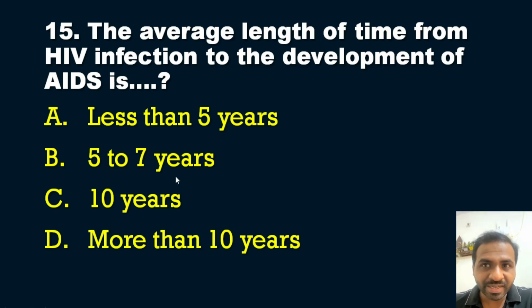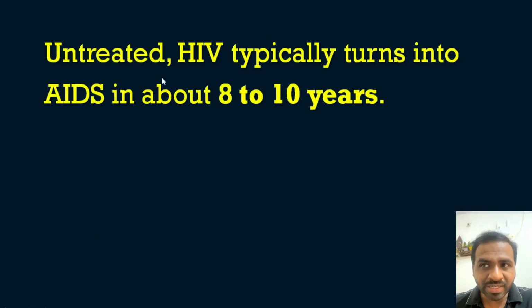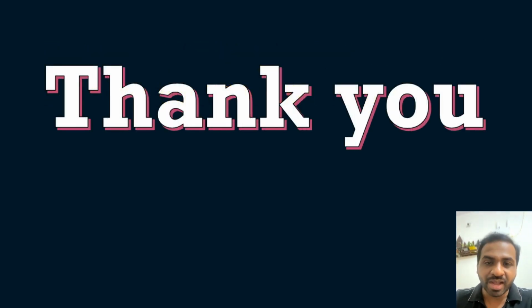AIDS is a disease, and HIV is a virus. So after getting the virus inside the body, how much time will it take to develop as AIDS? That is the question. What is the answer? The answer is option C, that is 10 years. It will take 10 years. Untreated HIV typically turns into AIDS in about 8 to 10 years.